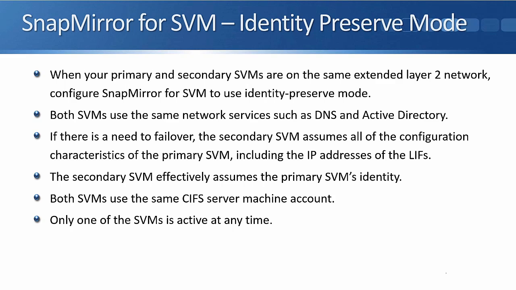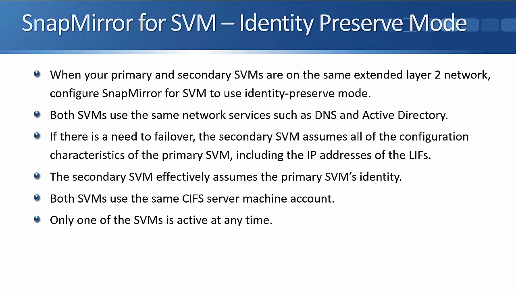First one is identity preserve mode. When your primary and secondary SVMs are on the same extended layer 2 network, like if you've got dark fiber between the sites or if you've got a layer 2 MPLS VPN, then you should configure SnapMirror for SVM to use identity preserve mode. Both SVMs will use the same network services like DNS and Active Directory, and if there's a need to fail over to the DR site, the secondary SVM assumes all of the configuration characteristics of the primary SVM, including the IP addresses of the LIFs.